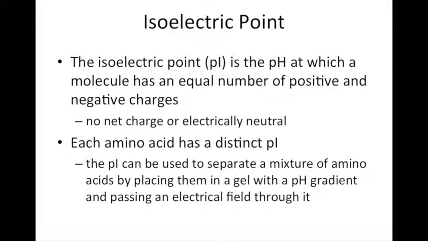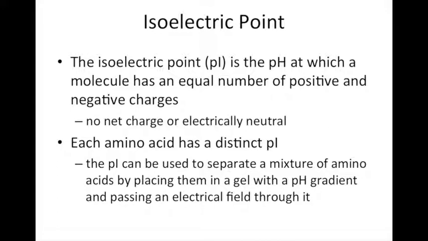And so generally the isoelectric point can be used to separate a mixture of amino acids. If you place the mixture of amino acids in a gel, which contains a pH gradient, and you run electric current through there, the amino acids will migrate through the gel until they reach the pH where they are electrically neutral, or the pH that is equal to their isoelectric point. At that point, they have no net charge, so they won't move any further. So we can use that to separate a mixture of amino acids.